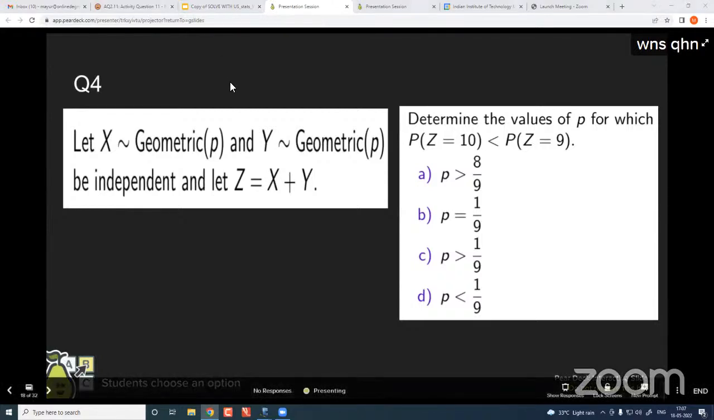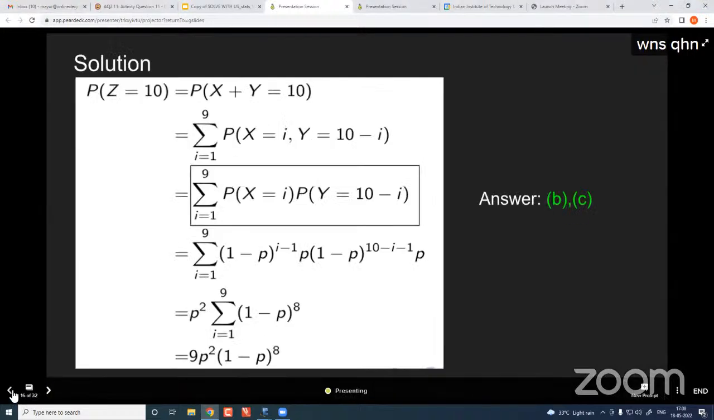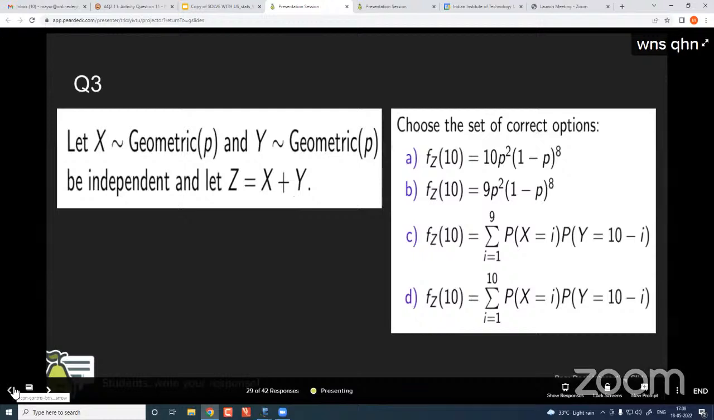Sir, can you show the last problem? Options? Yes, sir. So this was the second step, right? Third step, I think, multiplication. This is also correct. And this is the final. Yes. That's why B and C are correct. I have just entered C. Okay. Shall we go? Yes, sir.